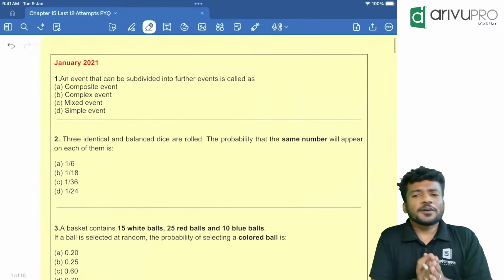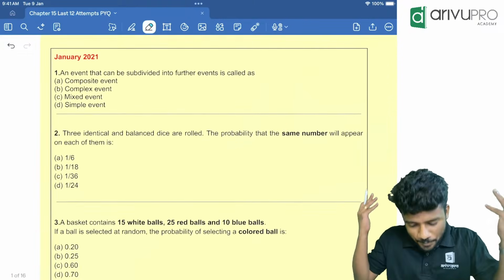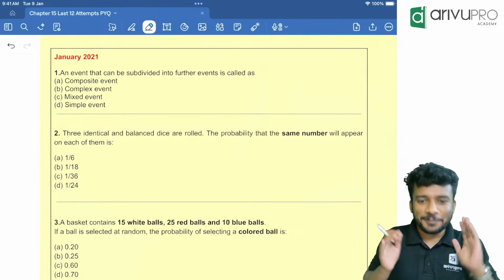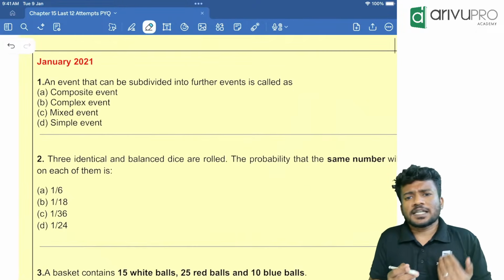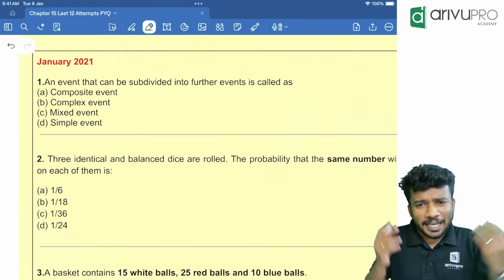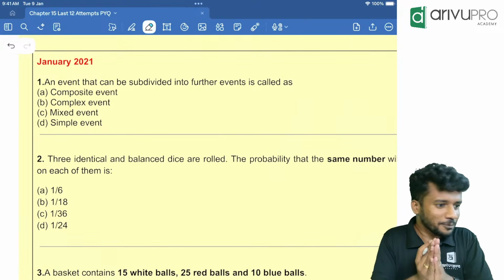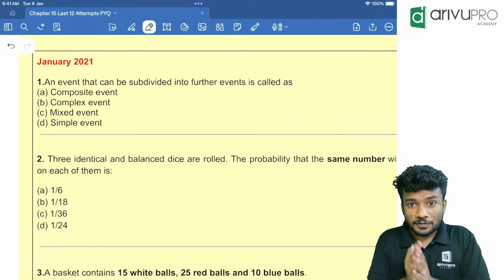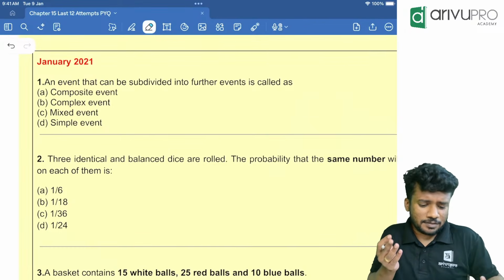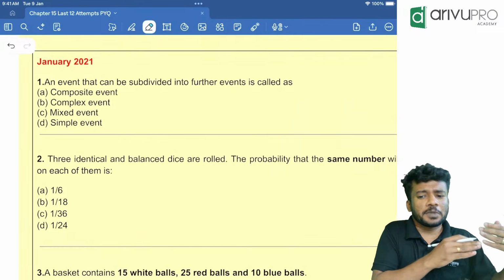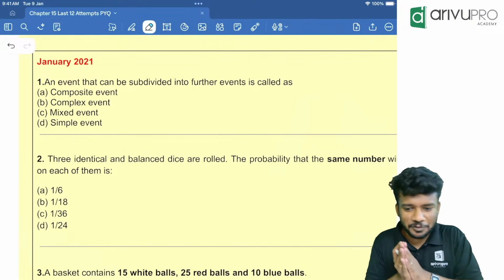We are going to start off with our question solving. First up, now we are starting with Jan 2021 as usual. We are starting from January of 2021 onwards. Actually, that exam should have been in December 2020, but it happened in Jan 2021.